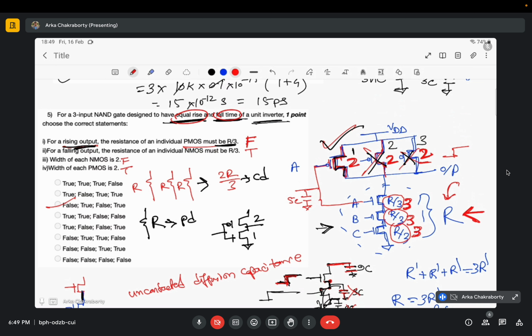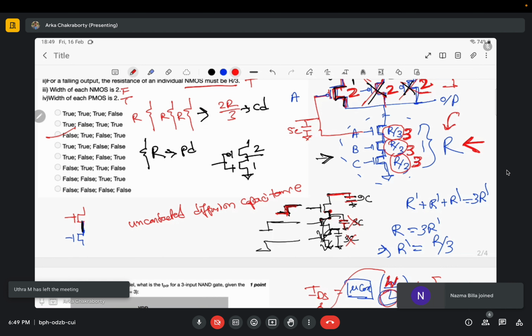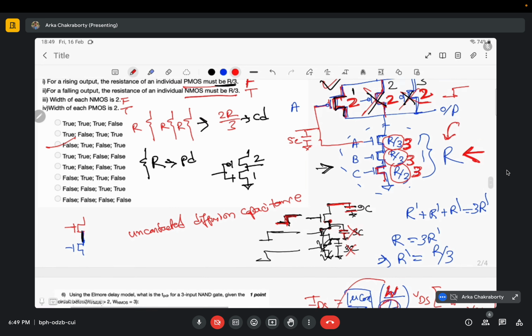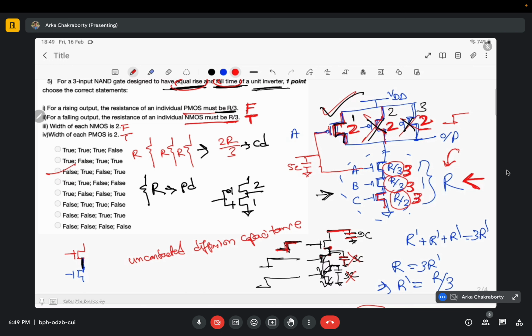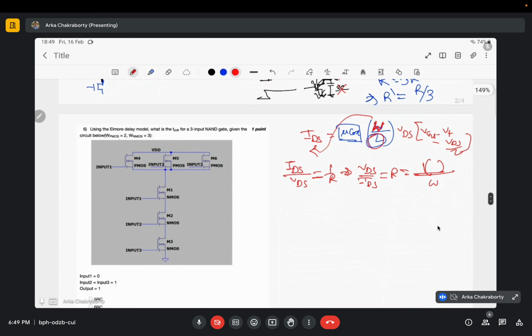Okay. And given that for a falling output, the resistance of an individual NMOS must be R by 3. Now we have seen for falling output and for equal rise time and fall time, what do we need? We need the net resistance to be R, that is, we need the individual component resistance to be R by 3. That's why we need W of 3 or resistance of R by 3. So that's why it's true. Understood? Okay, fine. Let me move forward then.